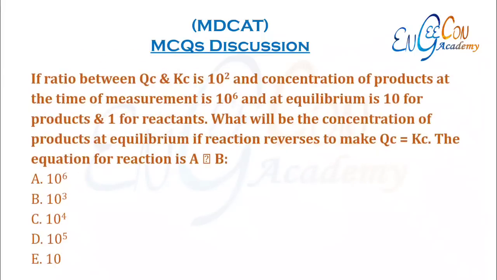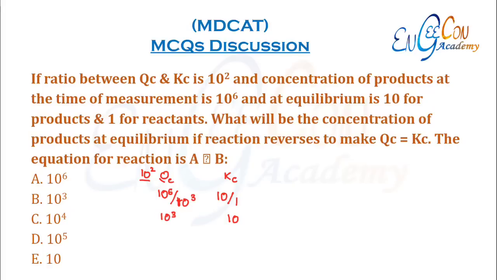If the ratio between Qc and Kc is 10 raised to the power 2, Qc is larger by 10 raised to the power 2. Now the concentration of products at the time of measurement is 10 raised to the power 6 and that of reactants is unknown, and at equilibrium Kc is 10. So if Qc is greater than Kc by 10 raised to the power 2 times, the concentration of reactants is equal to 10 raised to the power 3.